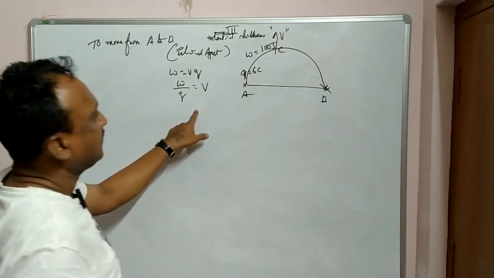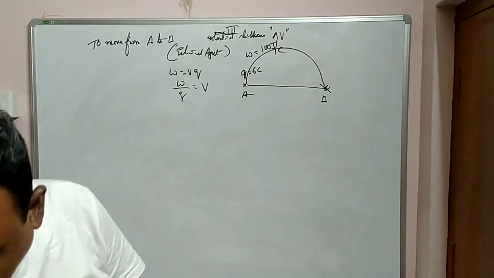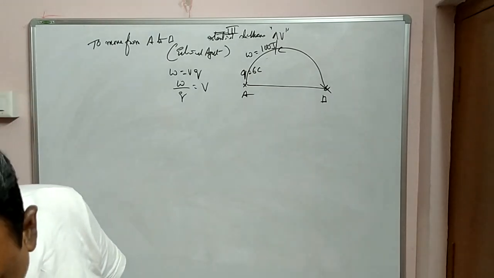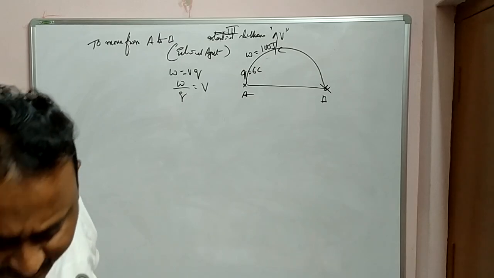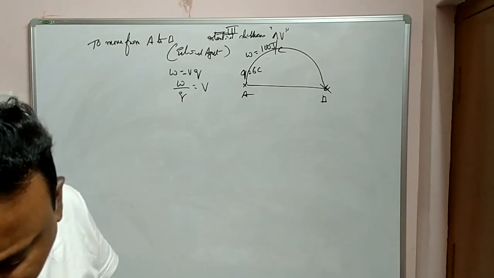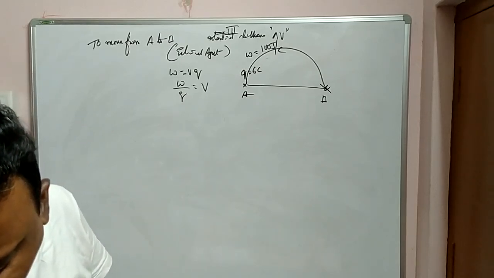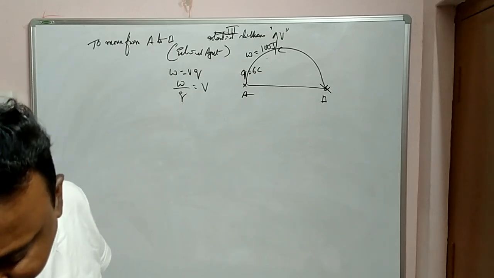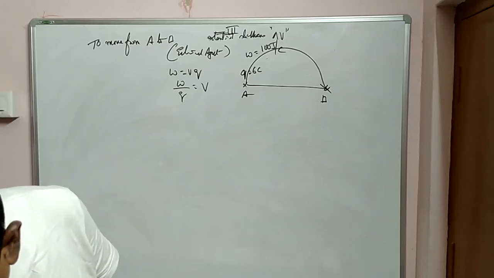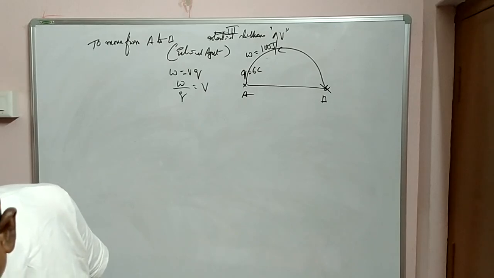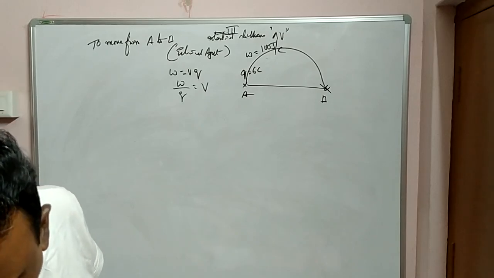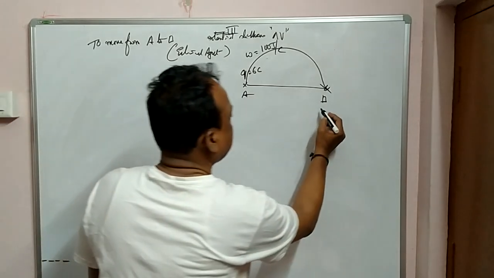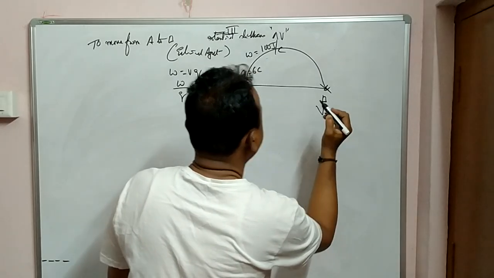What has he given? He has given 100 joule per coulomb, that is potential. He has given potential. Now he is asking you, in this case, what is the potential at B? He is asking you what is VB.